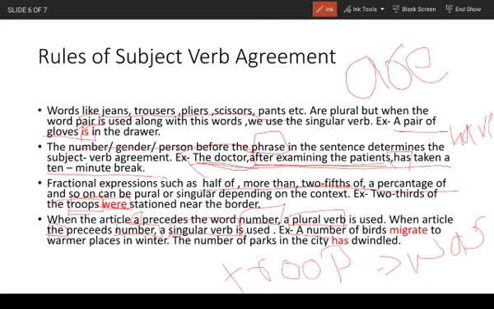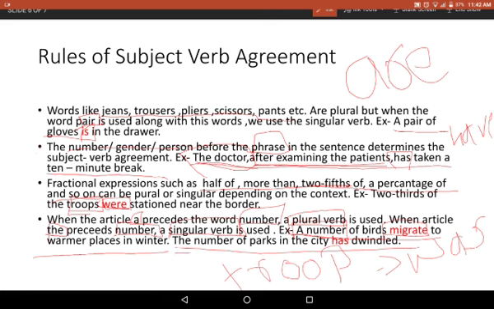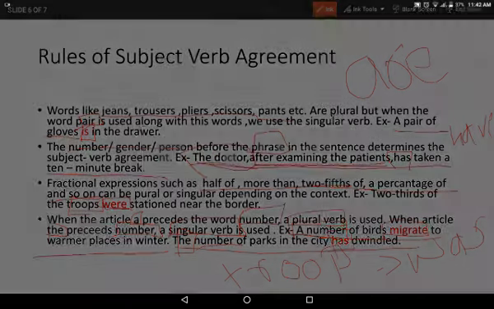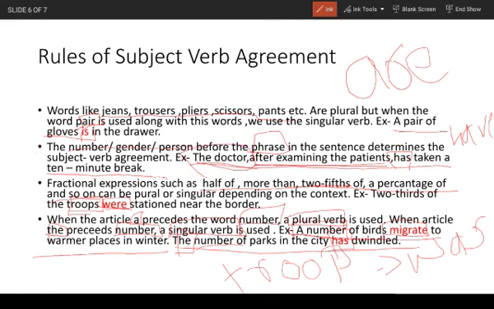So like, a number of birds migrate to the warmer places in winter. So here "migrate", because "a" is preceding number. That's why. The number of parks in the city has dwindled. So you can see "the" is preceding number. So that's why the verb would be singular, and when "a" precedes the number, it would be plural.